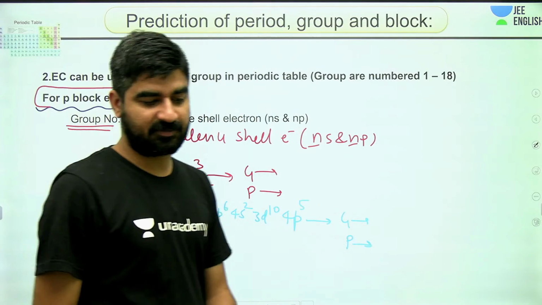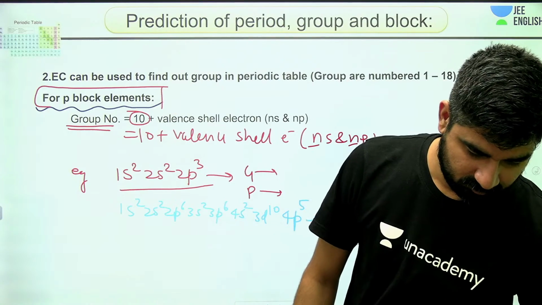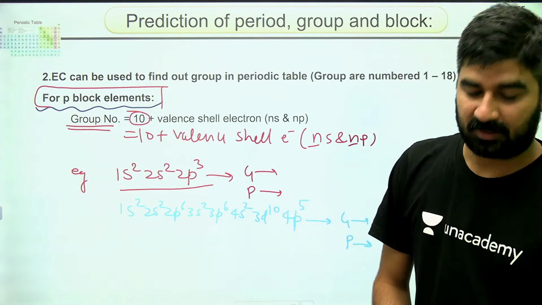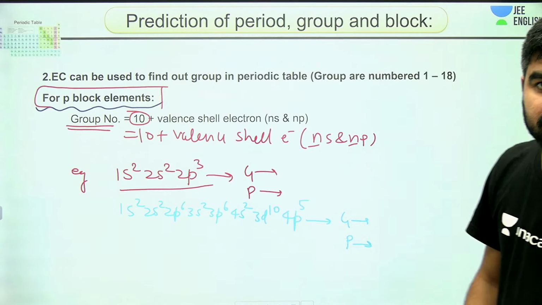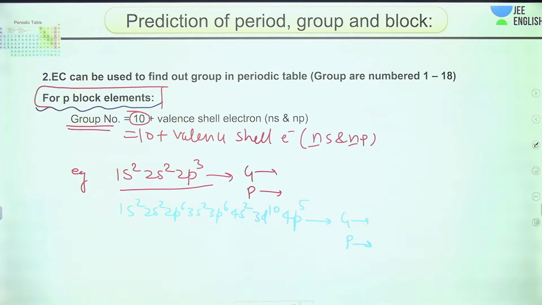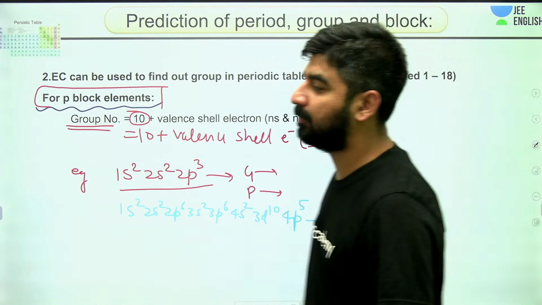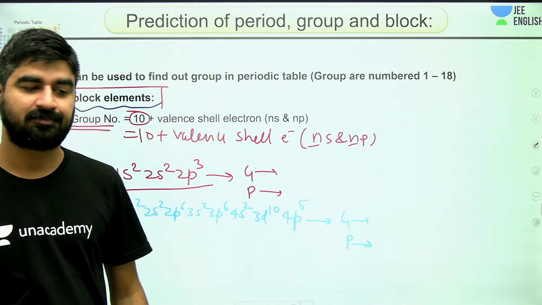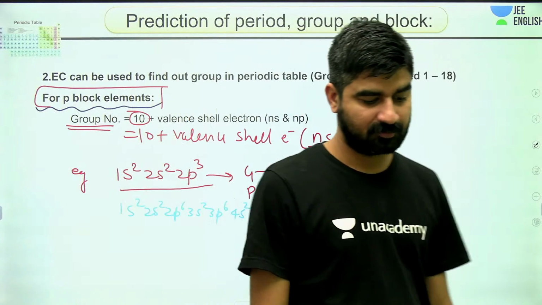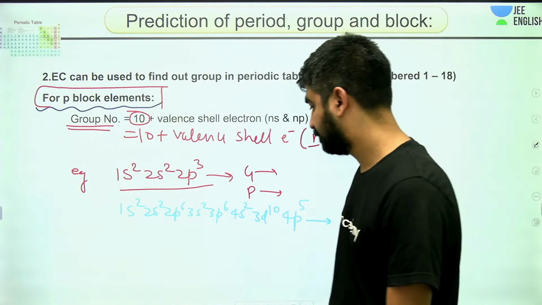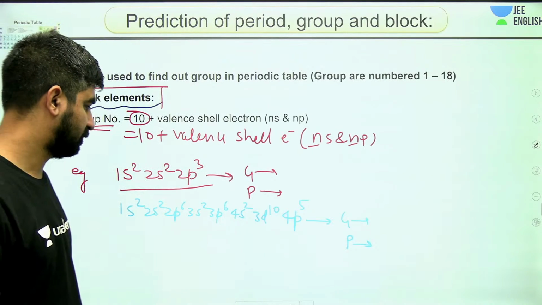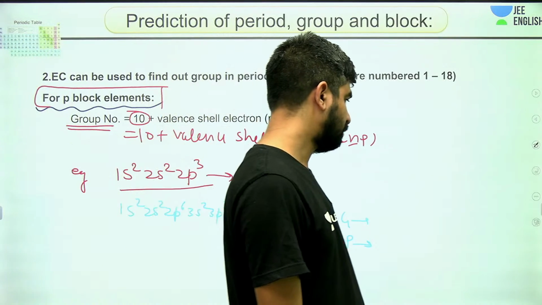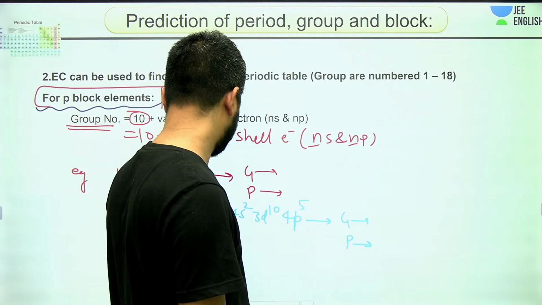Be fast guys, I'm waiting. Be fast. Tell me the group number and period number for both. Tell me guys. Be fast.